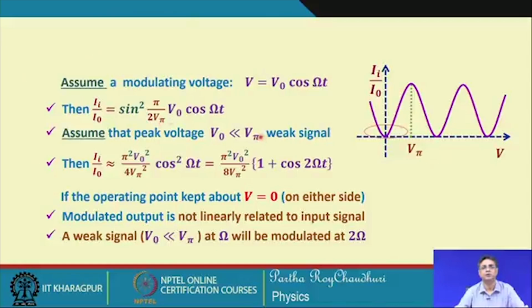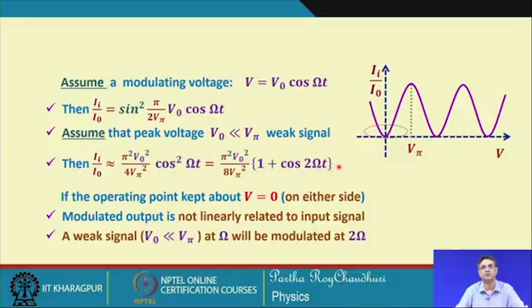So, assuming this peak voltage, look at this graph, this V pi is much more than the modulating voltage, which is very small. We are trying to restrict ourselves to a small modulating voltage. V 0, the peak value of the modulating voltage, is much less than this. In that case, this transmission factor will be proportional to this, because it is sin square of a small quantity. So it becomes this only, and this cosine square, this is very straightforward.